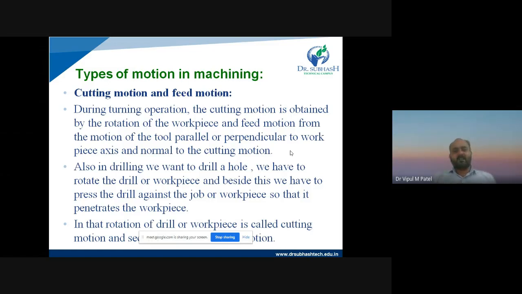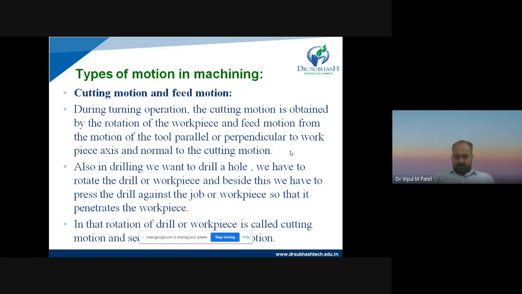Also in drilling, we want to drill a hole. If we want to make a hole on the workpiece or job, we have to rotate the drill or workpiece. And besides this, we have to press the drill against the job or workpiece so that it penetrates the workpiece.